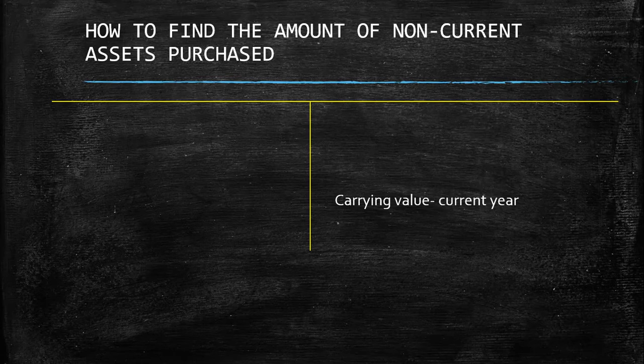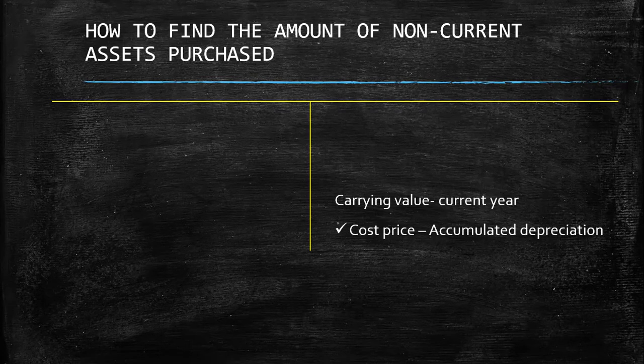But if you are given the cost price and the accumulated depreciation, you're going to work out the carrying value by taking the cost price minus the accumulated depreciation. And then from there, you're going to add the disposal at carrying value, for non-current assets that are sold during the year.